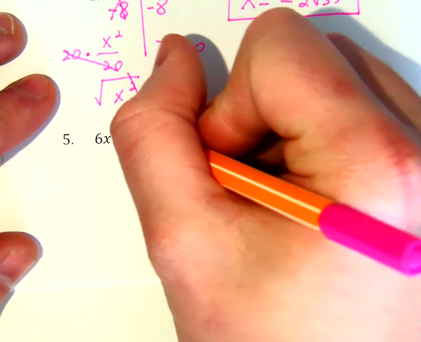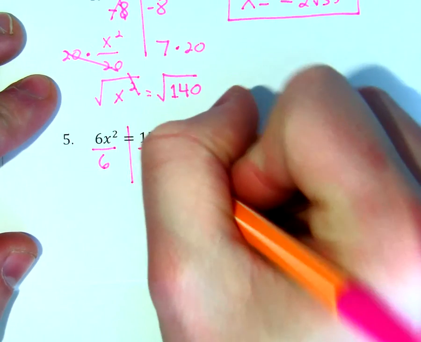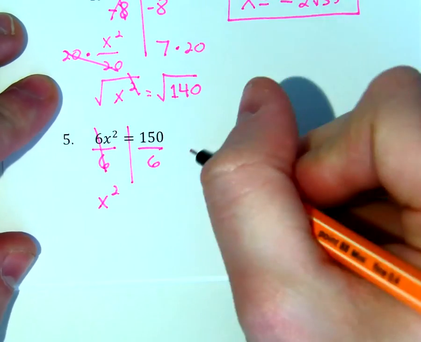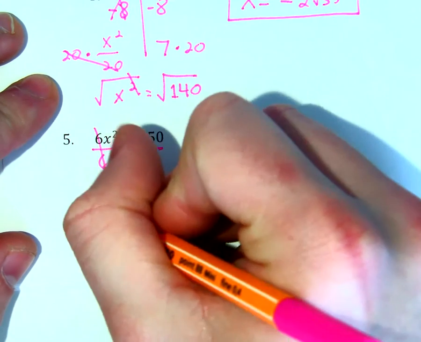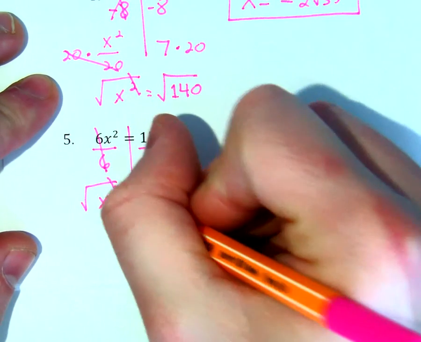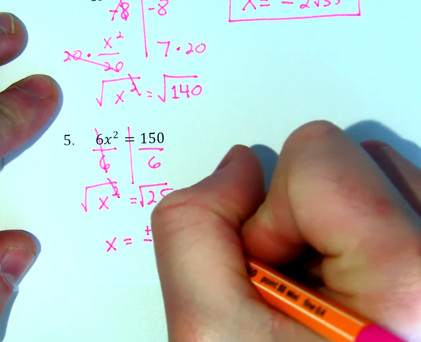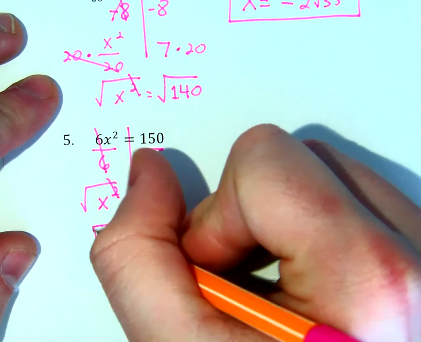Number 5. The 6 is connected to the x squared by multiplication. We're going to undo it with division. Find that x squared equals 150 divided by 6, which is 25. We're going to undo the squared with a square root and find that x equals plus or minus 5. X could be positive 5, it could be negative 5.